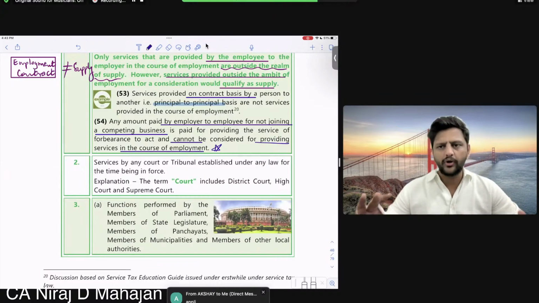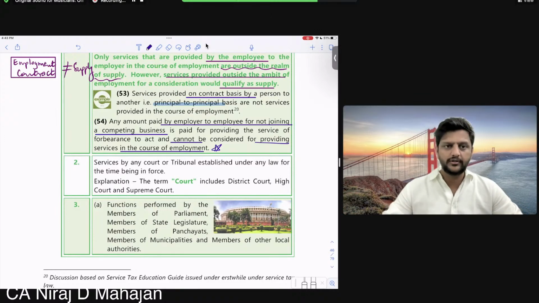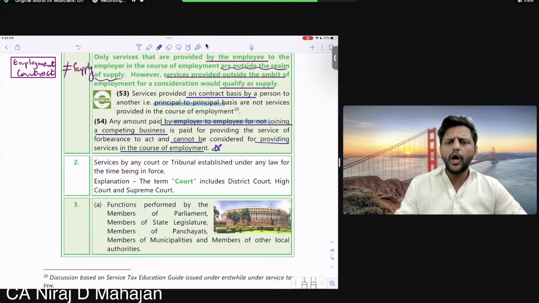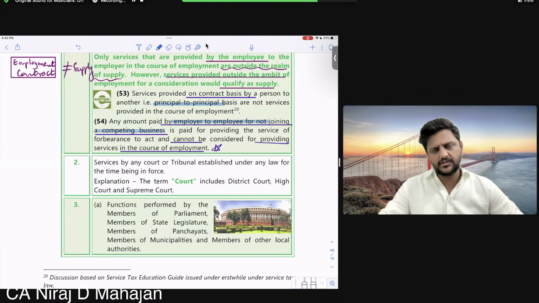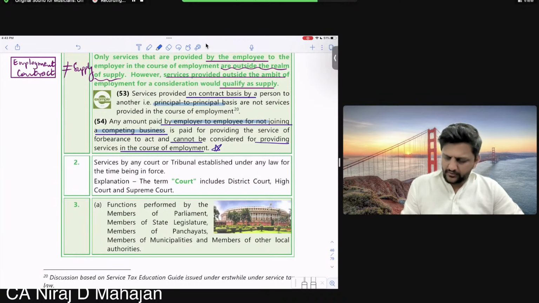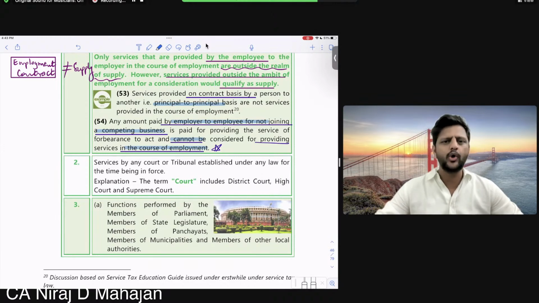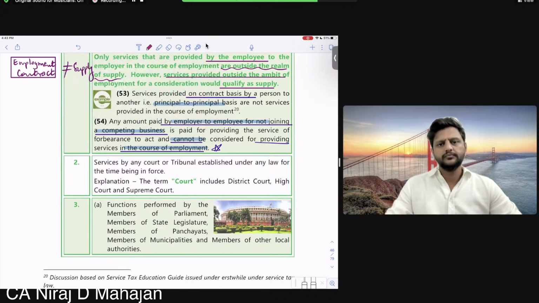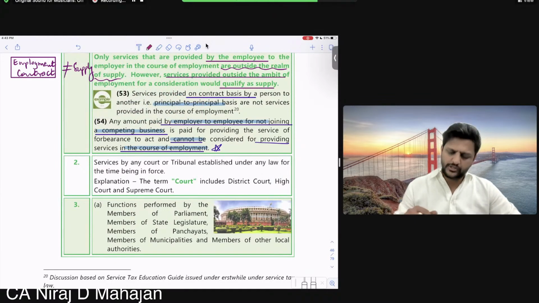What is the service over here? What is the supply over here? The employer is willing to pay some employee that you do not join a competitor or some other business. Then what is the clarification given? That payment cannot be said to be made in the course of employment. It is just like non-compete fees, in a way, that you don't join our competitor. Clear, all of you? Can we go ahead?